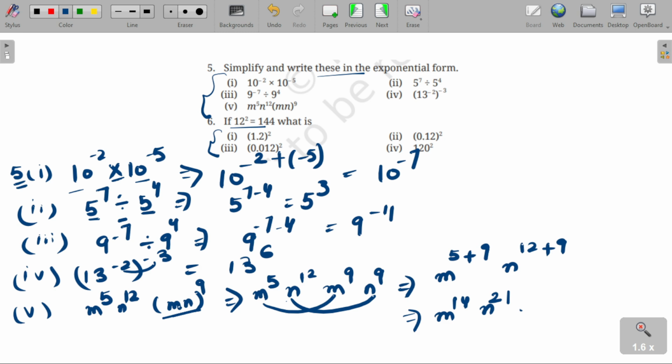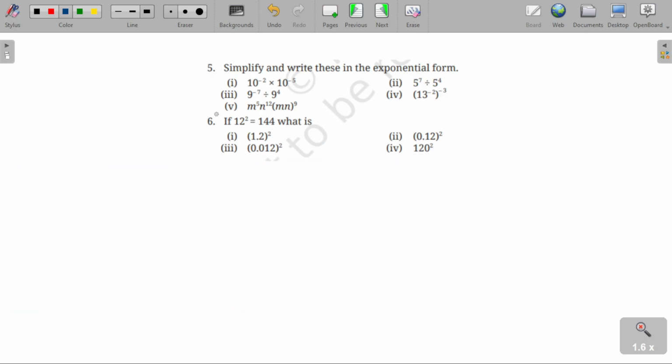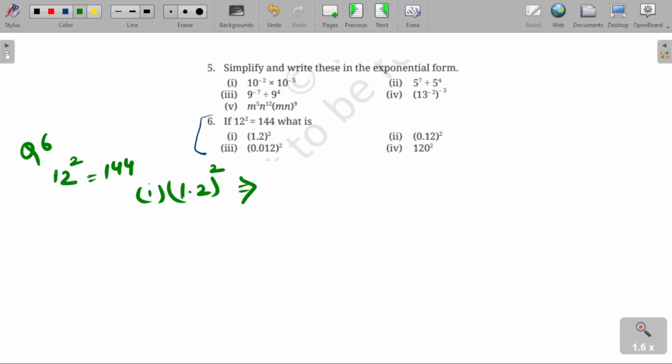Fine. Now, question number 6. Question number 6 says, you have 12 square is 144, right? You need to find out the value of 1.2 square. So 1.2 square, it is 1.2 into 1.2.